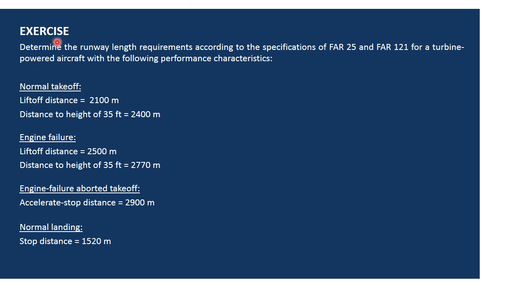Now is the exercise. Please determine the runway length requirements according to the specifications of FAR 25 and FAR 121 for a turbine-powered aircraft with the following performance characteristics. So this is the data, and please calculate it.